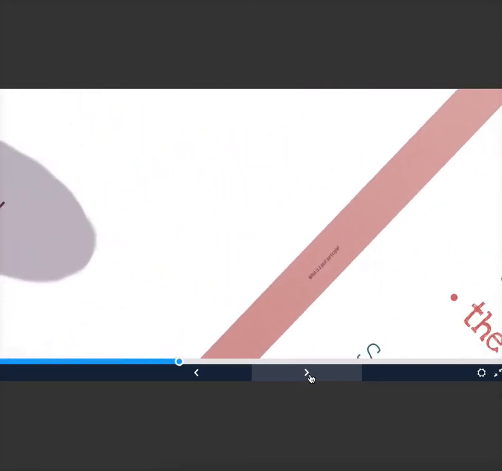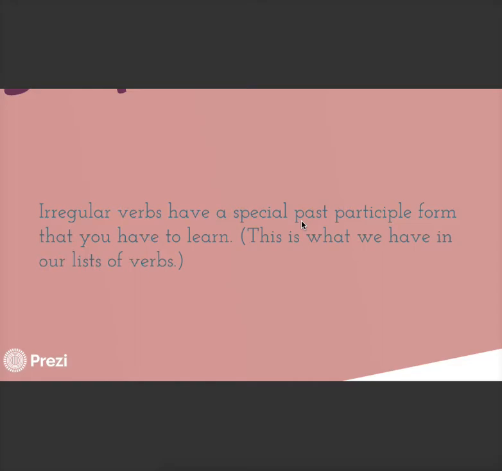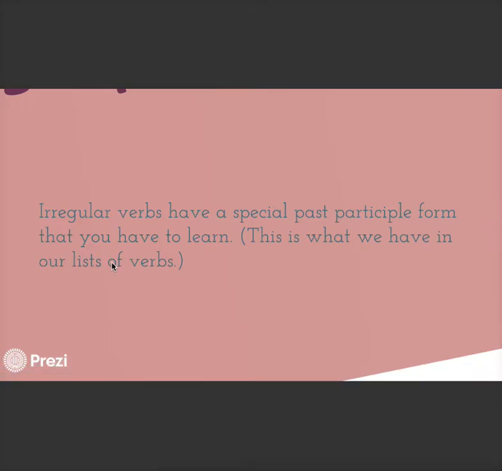Here we have another one. The irregular verbs have a special past participle form. So, as usual, guys, the irregular verbs are going to change the structure. That's why you have to memorize it. Irregular verbs have a special participle form that you have to learn. This is what we have in our list of verbs. So, guys, your books usually have a list of verbs. You can check in the last pages.